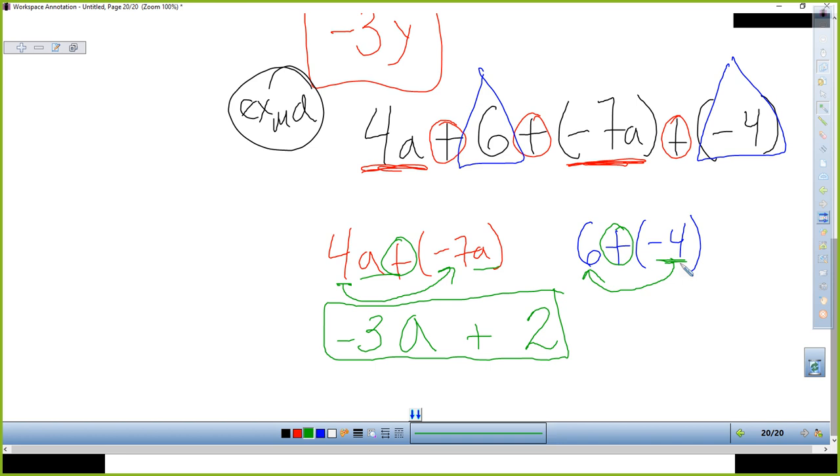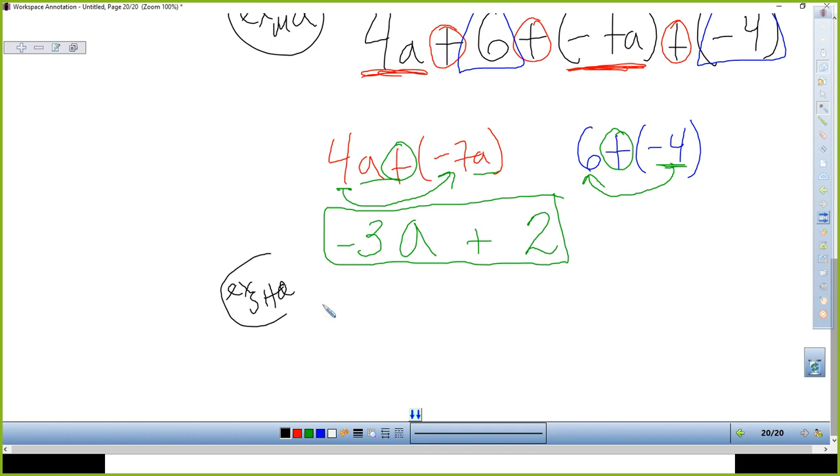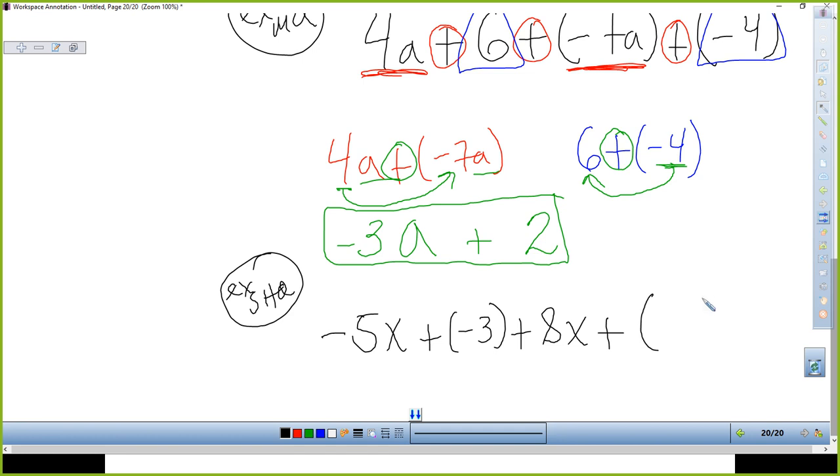See how you deal with this next one by yourself. Example Shazam cube. Let's do negative 5x plus negative 3 plus 8x plus negative 2. Copy that. I'll give you some time to simplify that one. Go.